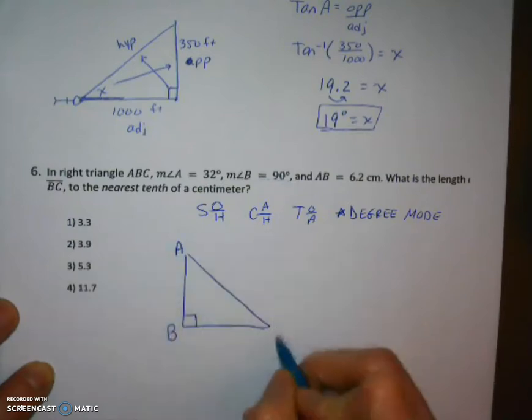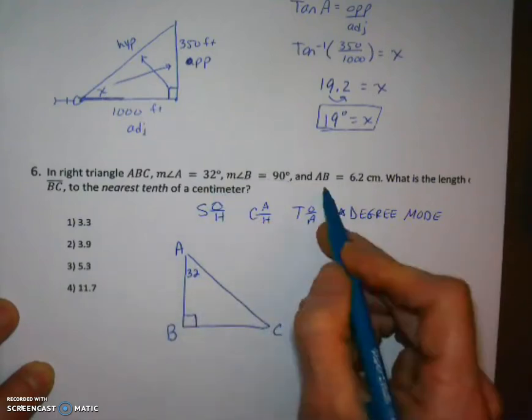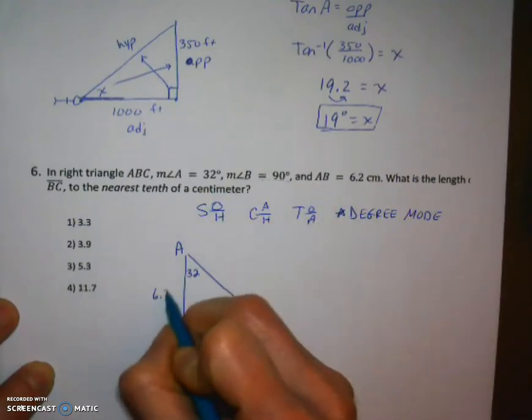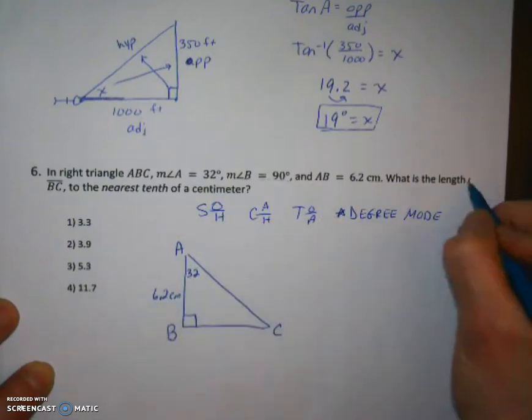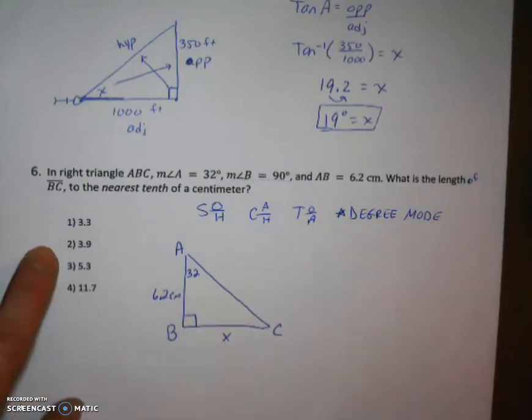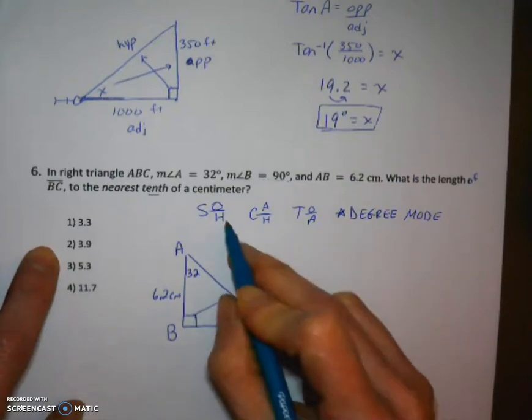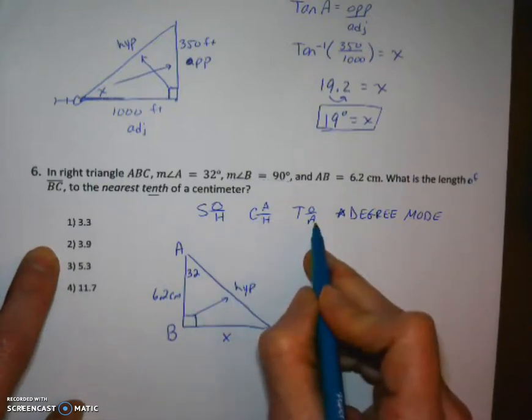So A and C can be either of these vertices. I'm going to put A here at the top. That's 32 degrees. And it says the length from A to B is 6.2 centimeters. What is the length of segment BC? And again, they want it to the nearest tenth. So I'm going to label my hypotenuse, which I know nothing about. So right away, I've already labeled it.